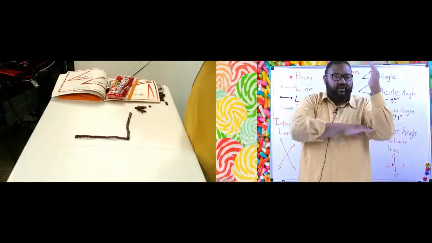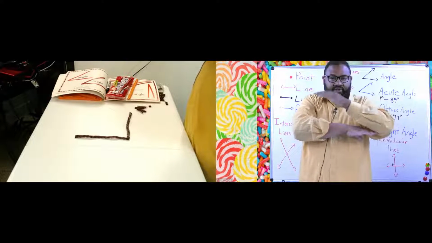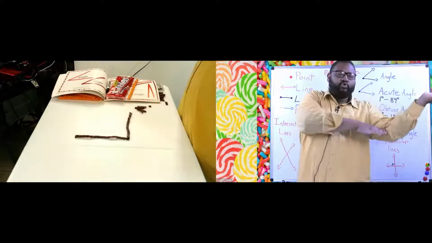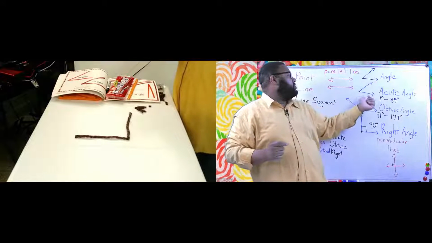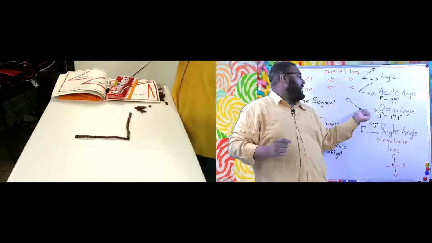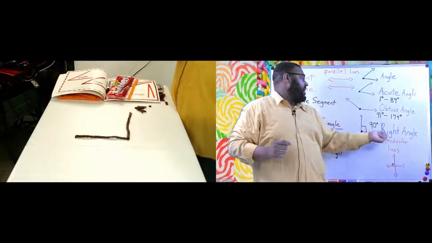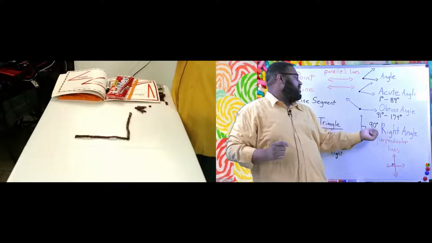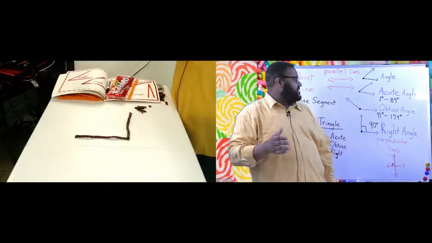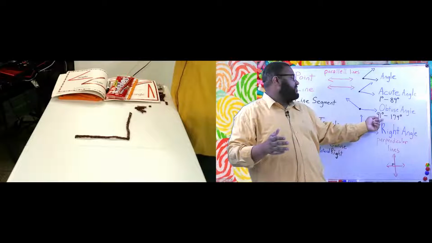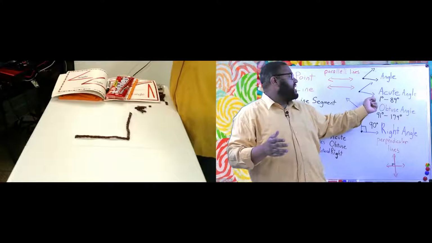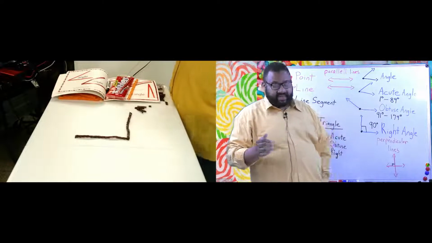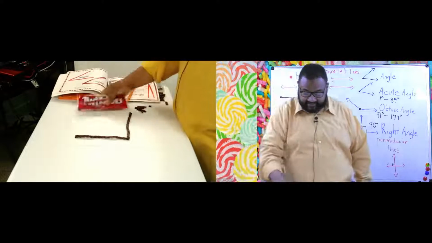I can flip it. Right? Acute, obtuse. Angle, acute angle, obtuse angle, right angle. Right angle is exactly 90 degrees. Obtuse angle will be from 91 degrees to 179 degrees. And an acute angle is 1 degree all the way to 89 degrees.